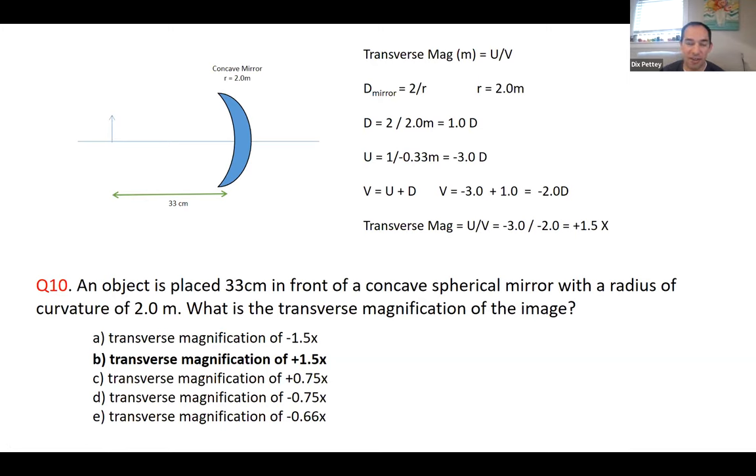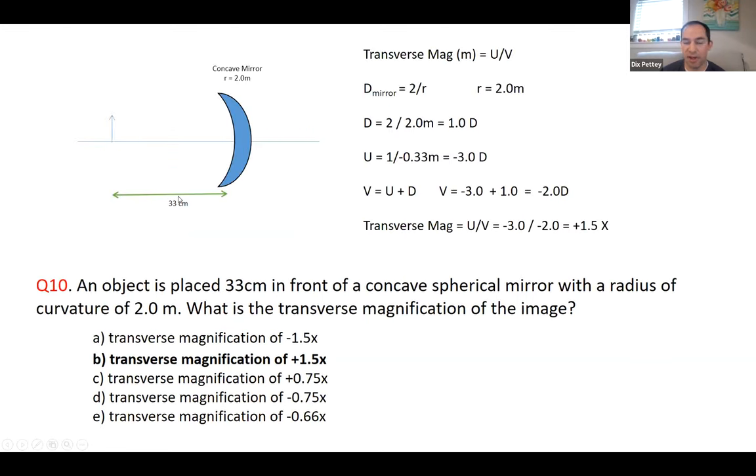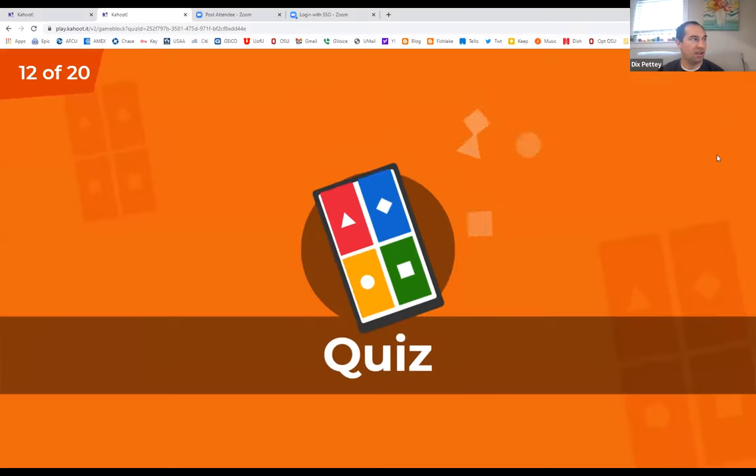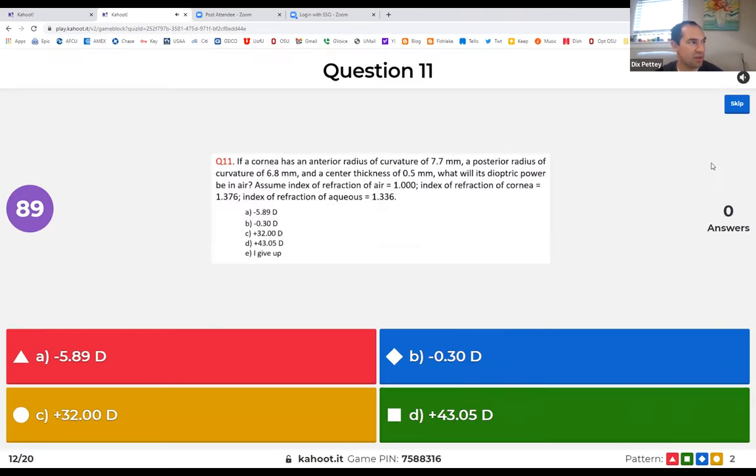Yeah, keeping the sign straight makes a huge difference, but taking a second just to draw it out can be helpful too. So, okay. Let's go back to Kahoot. Question number 11.